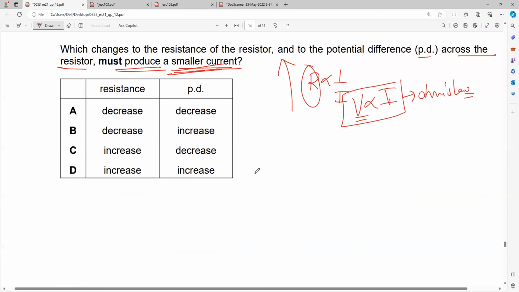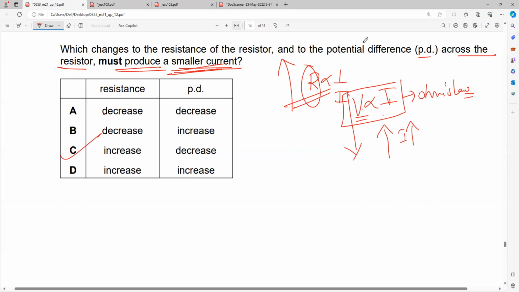Clear, guys? So the potential difference, we have to produce a smaller current. But if voltage increases, again current increases. So voltage must be what? Decreases. And resistance must increase. So what is the correct option? A, B, C. Decrease, decrease, decrease. Option C. Okay. So this is C.